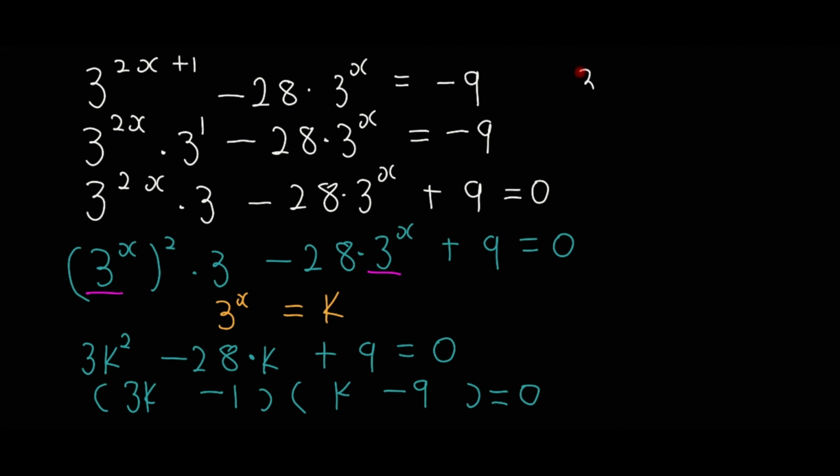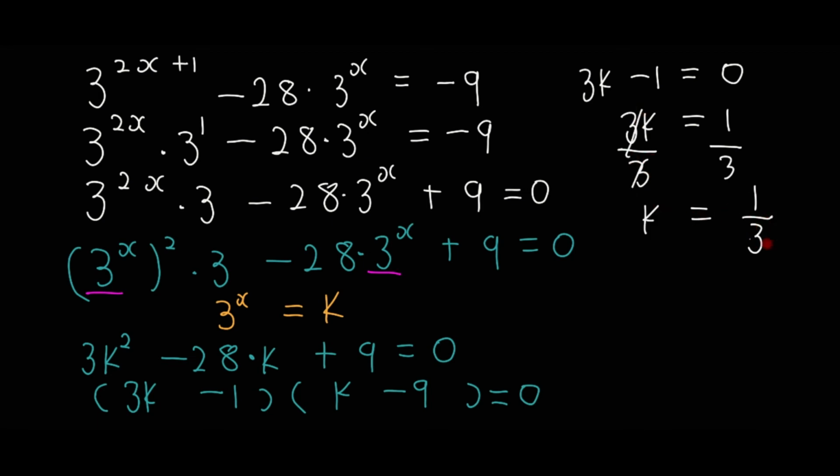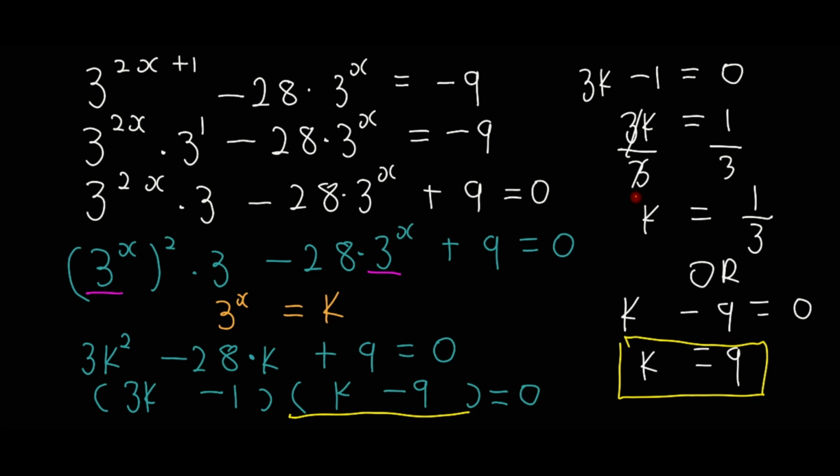So we say 3k minus 1 is equal to 0. So 3k is equal to 1, because I take the minus 1 to the other side, and then from there I divide by 3. When I divide by 3, k is equal to 1 over 3. And as for this one, we say k minus 9 is equal to 0. This means k is equal to 9, and these are our values of k.